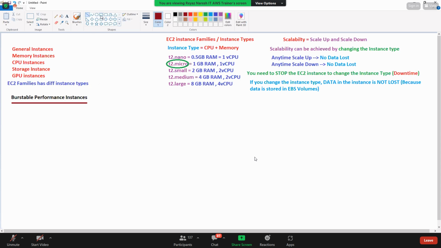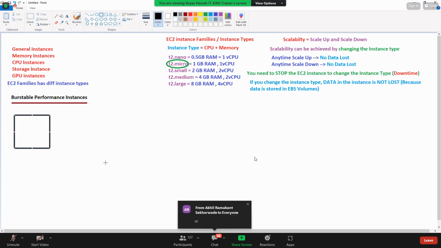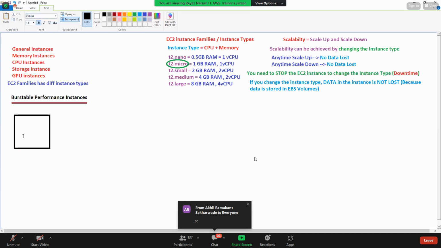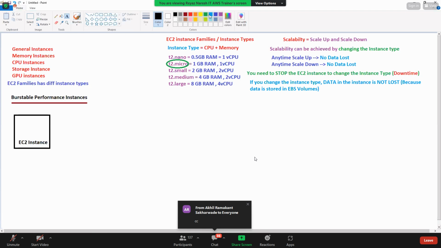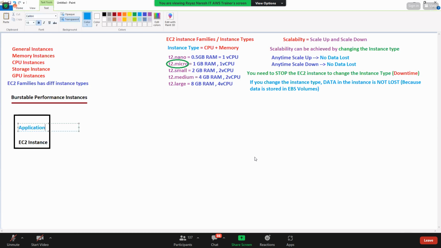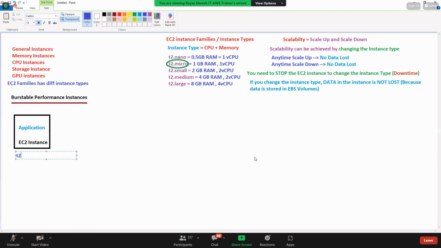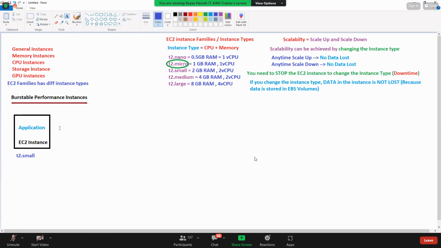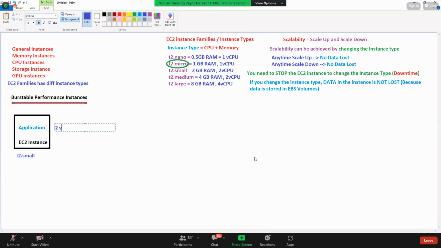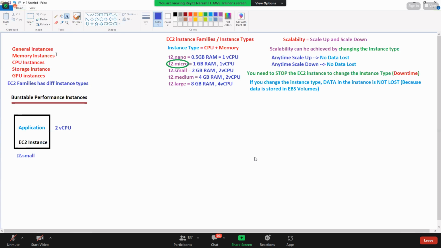Okay. Today, let's say this is the EC2 instance. Guys, I'm giving one scenario. This is the EC2 instance, and I have some application inside it. Let's say I'm using T2 small. T2 small meaning how many CPUs do you have? Let's say 2 CPUs. Now you are using this.